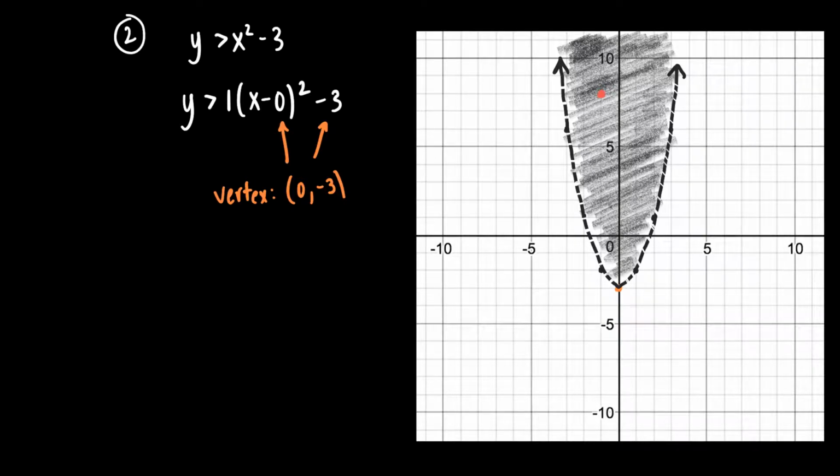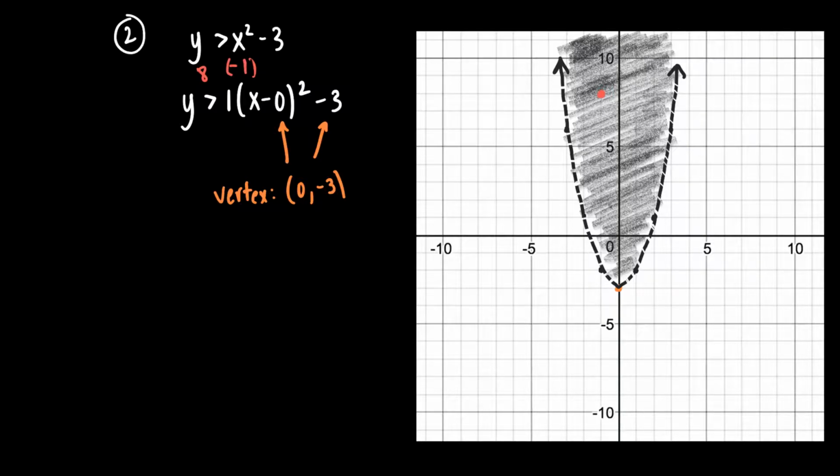So if you grab a point right here at -1, 8, if you actually plugged in -1 for x and you plugged in 8 for y, this inequality here would be true. So think about it. -1 squared is 1. 1 minus 3 is -2. Is 8 greater than -2? Yeah, it is. So that actually works, and that makes sense.